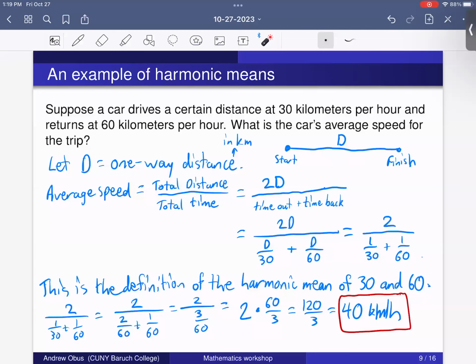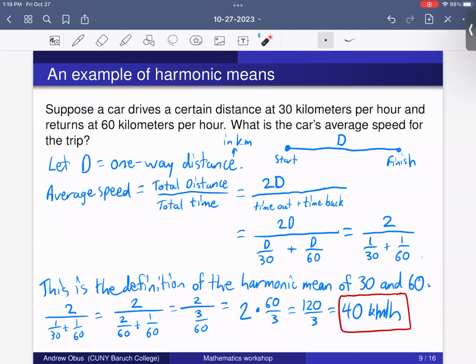Well, I mean, you can use whatever, the letters can mean whatever you want as long as you write down what they mean. So I wrote that D is going to be the one-way distance. But in the problem, the car drives a distance and then it drives back, right? It returns. So the total distance is not just the one-way distance, but it's the distance out plus the distance back. So I would have the total distance is 2D. If you wanted to, you could let D be the total distance. But I think that setting D to that doesn't illustrate the harmonic mean as well.